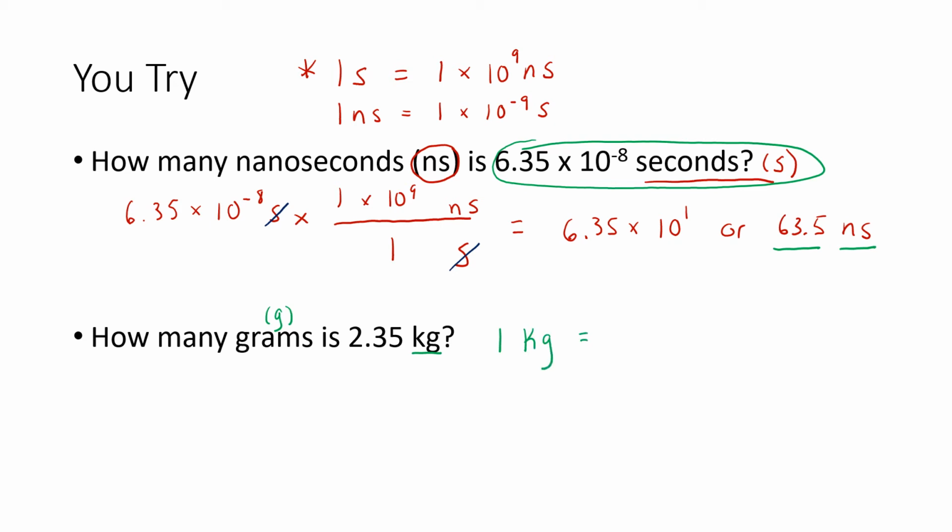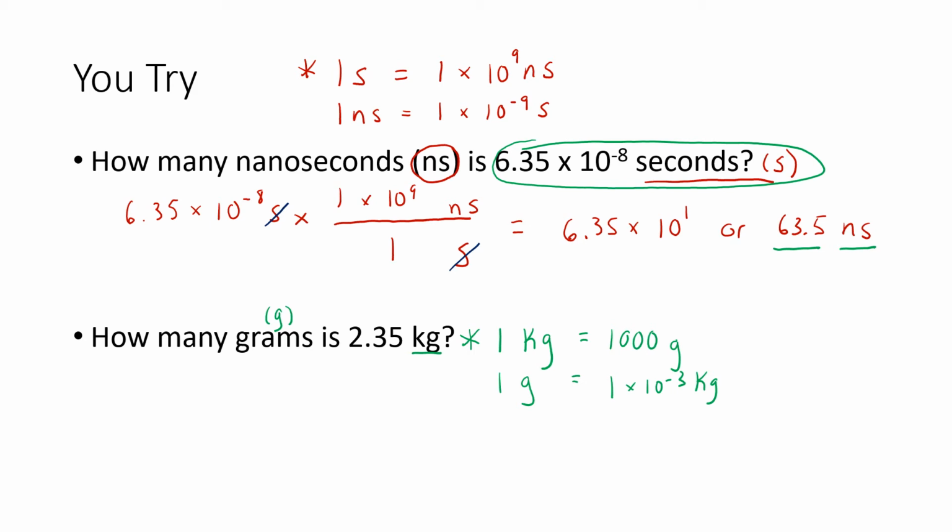1 kilogram is equal to 1,000, or 1 times 10 to the third, grams. The other conversion factor you might write is 1 gram is equal to how many kilograms? 1 times 10 to the negative third kilograms are in 1 gram. I have a tendency to use the top conversion that we wrote.